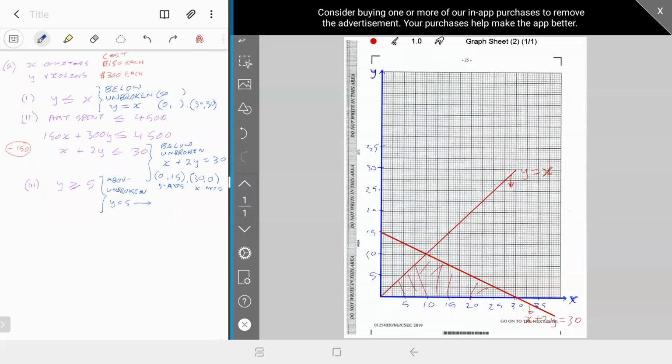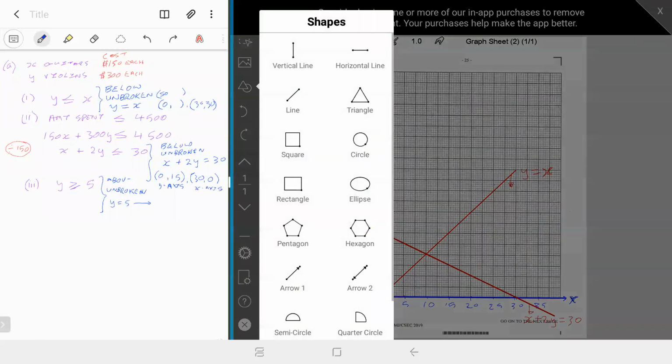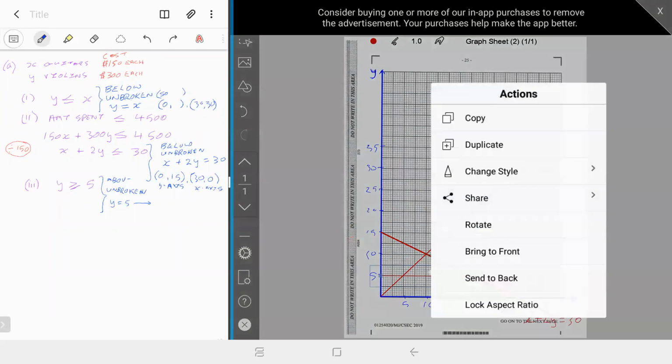So let me delete those shadings. I'm going to put in the third line now, which is y equals 5. So y equals 5 is going to be a horizontal line passing through 5. See here, a horizontal line passing through 5. That's my next line. I'm going to stretch it out here and make it a little thicker.